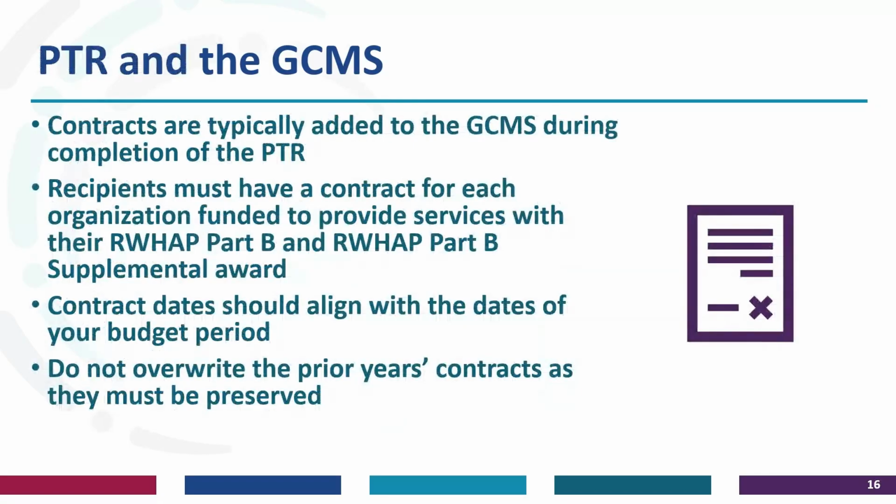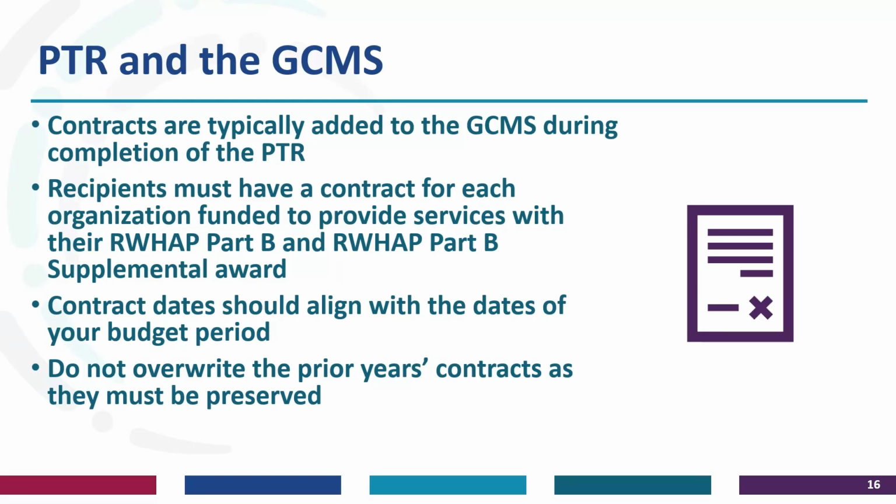So typically recipients will add their contracts for the budget period into the GCMS during the completion of the PTR. Again, you'll need to make sure that you have a contract for each organization that's funded to provide services. And this does include your own agency if you do provide services. Your agency's contracts in the GCMS should align with the dates of your budget period. So for Part B, that would be April to March. You should not have a contract that exceeds 12 months.